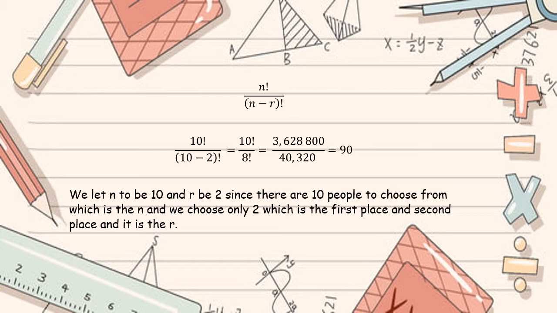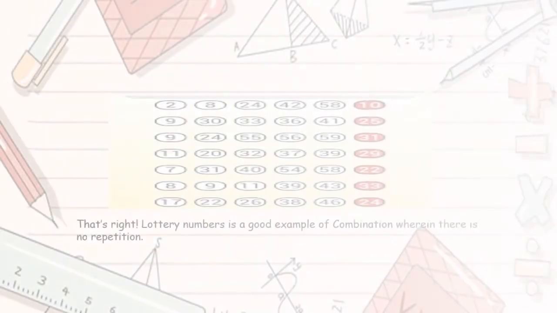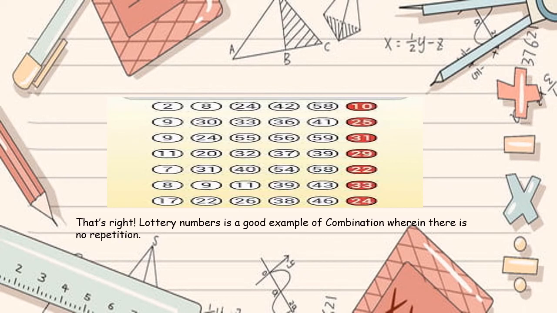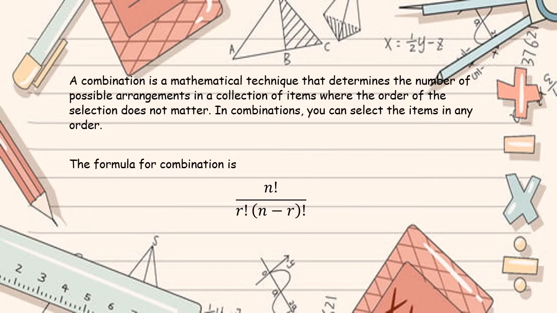Moving on, do you have any idea of an example of combination? That's right. Lottery numbers are a good example of combination wherein there is no repetition. A combination is a mathematical technique that determines the number of possible arrangements in a collection of items where the order of the selection does not matter. In combination, you can select the items in any order. The formula of combination is n factorial over r factorial times the quantity of n minus r factorial.